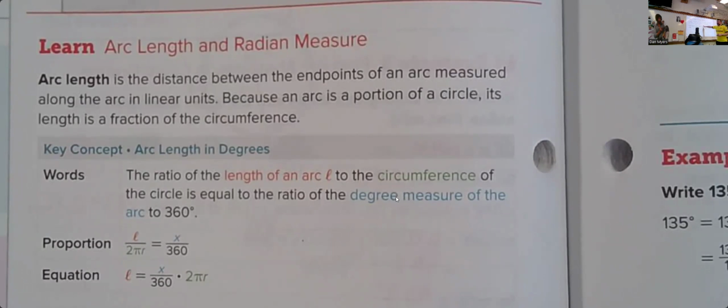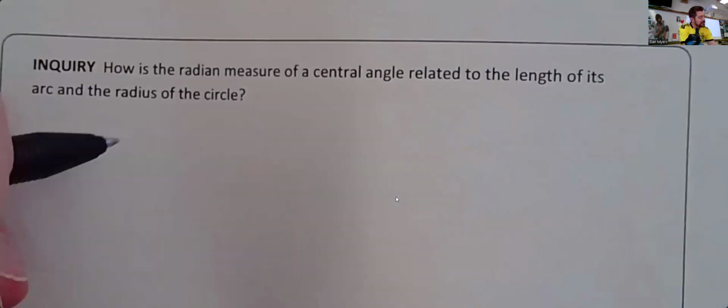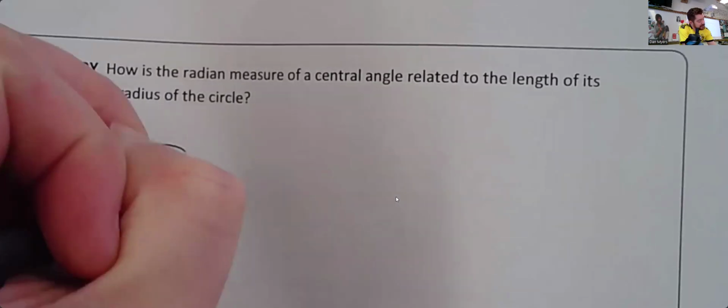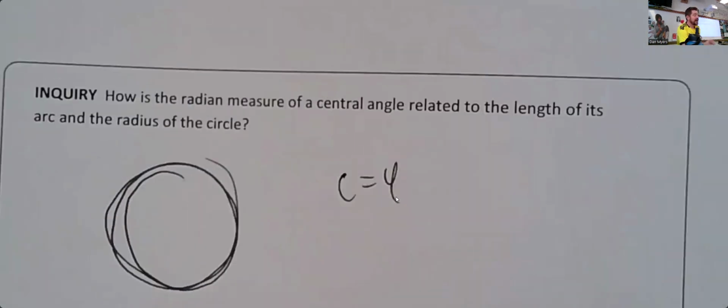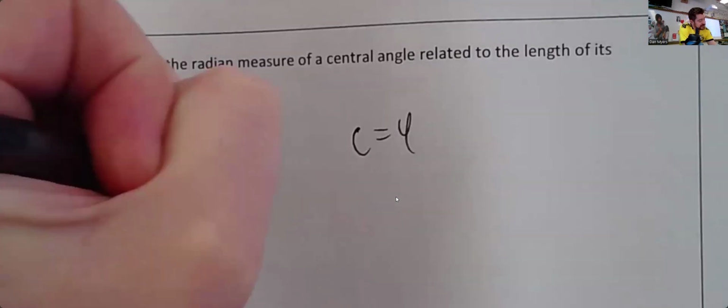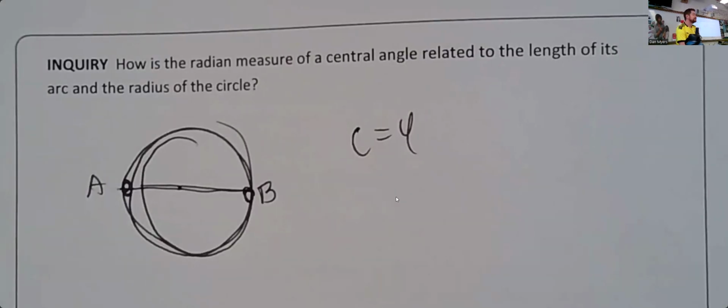So let's say, for example, I'll just do a quick example on the back of the warm-up here. You don't need to write this down. But if you have a circle, and the circumference is a nice whole number like 4, and you are measuring the distance from A to B, and AB happens to be a semicircle.